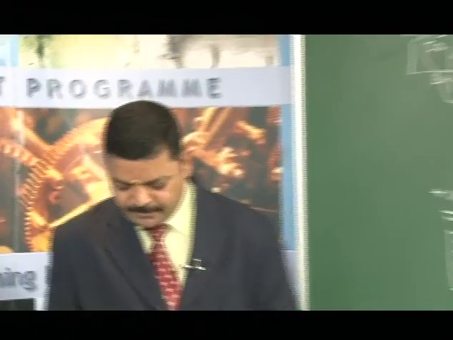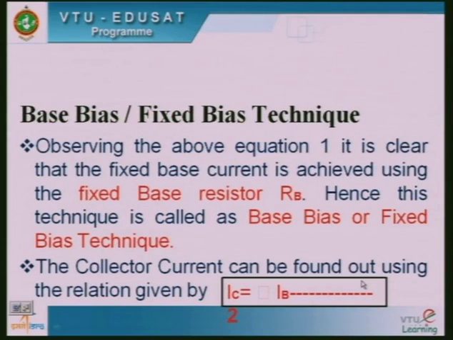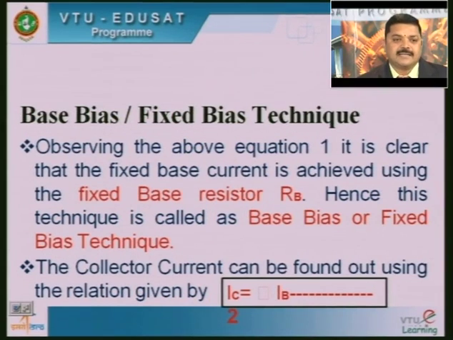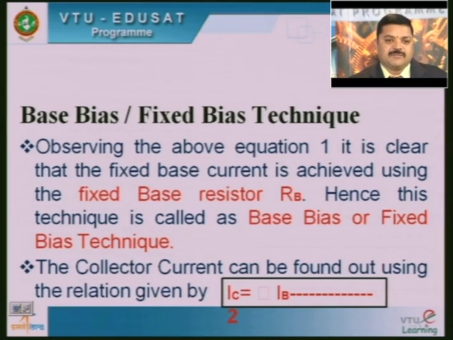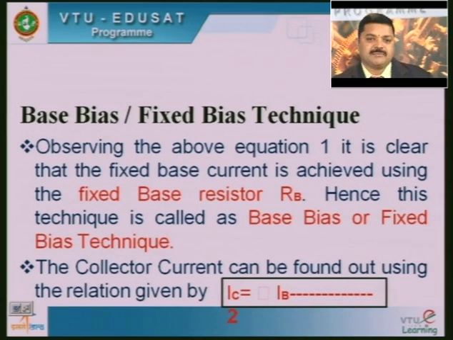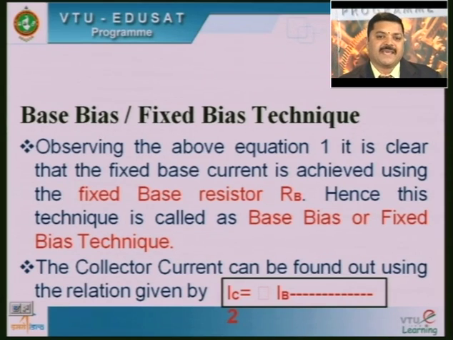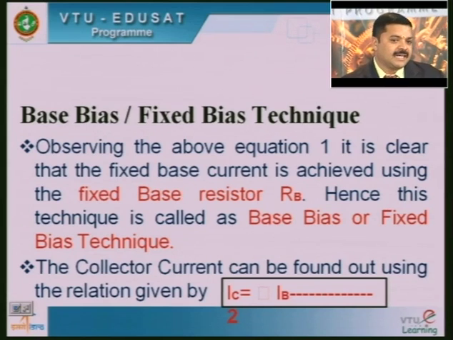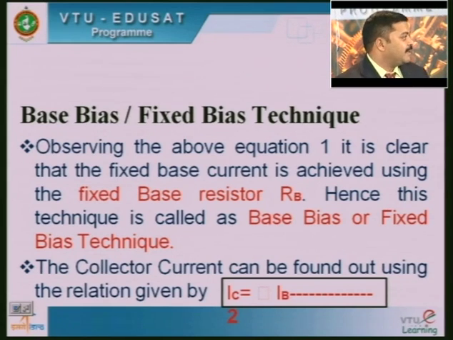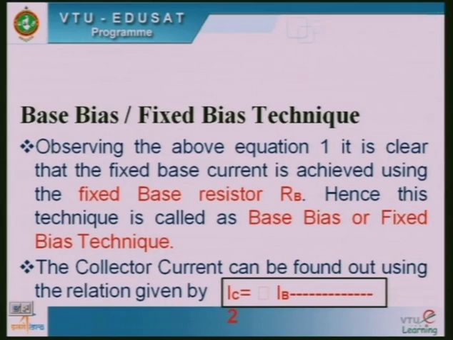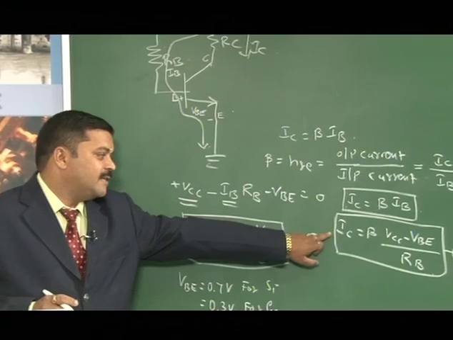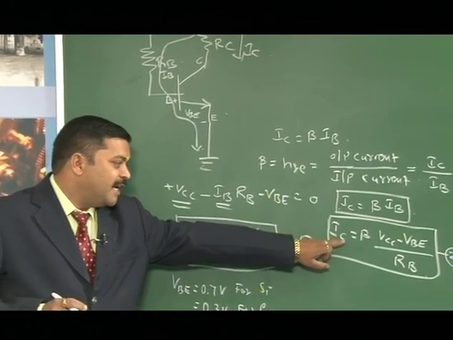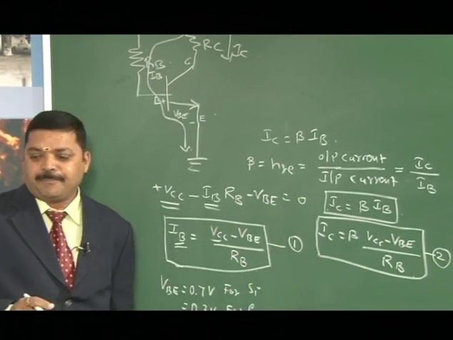Let us come back to this. Observing equation number 1, it is clear that the fixed base current is achieved using fixed bias base resistor RB. Hence this technique is called base bias or fixed bias technique. The collector current is given by beta times IB, so we get IC is equal to beta times VCC minus VBE divided by RB.